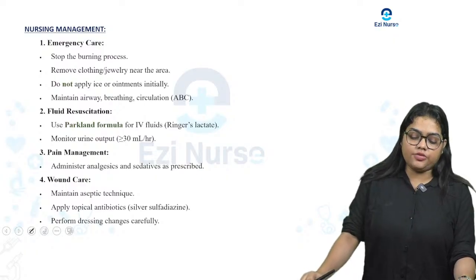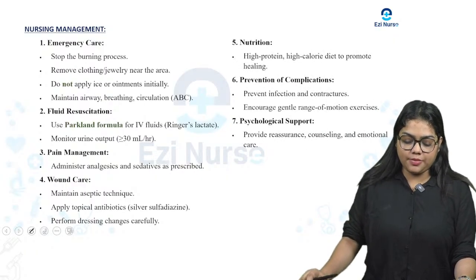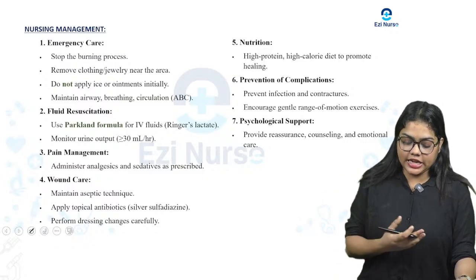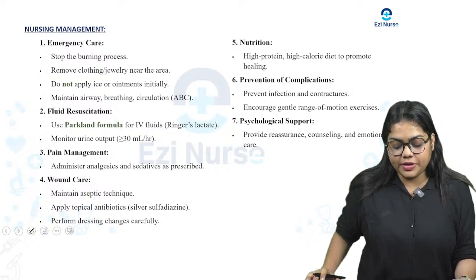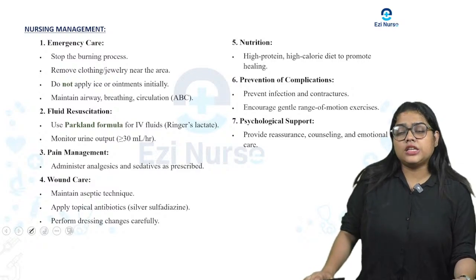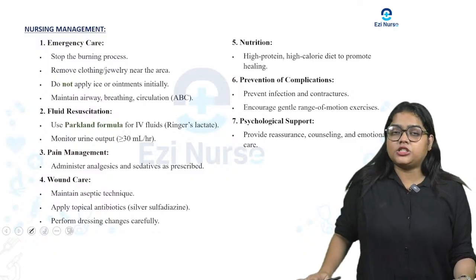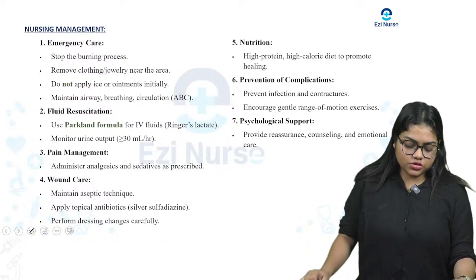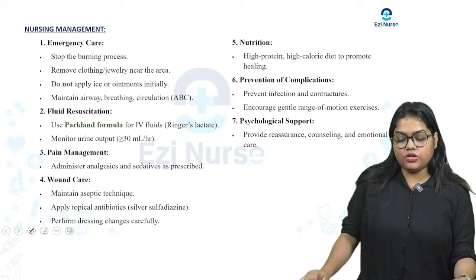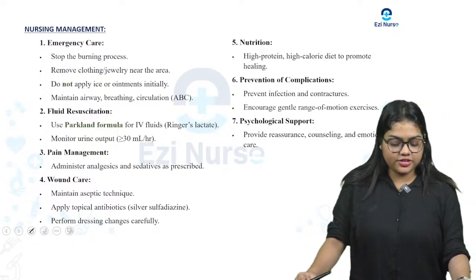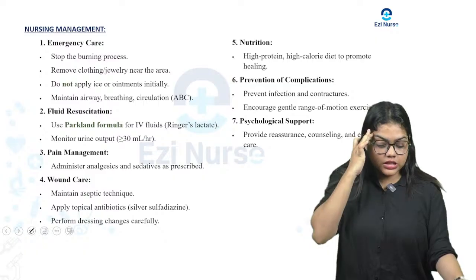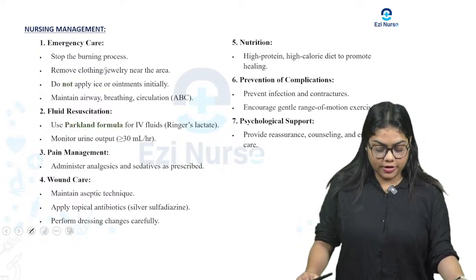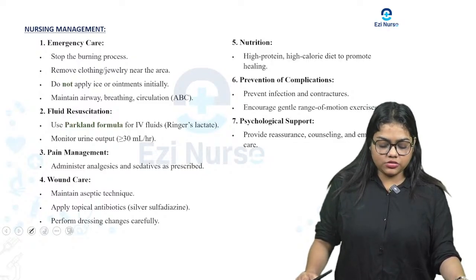Now as a nurse, how can we manage the situation? We can manage it through emergency care, such as stop the burning process, remove the clothing and jewelry near the area, do not apply ice or ointment initially, because if it is a severe second degree or third degree burn, the patient can go into hypovolemic shock. Okay, and the patient can die. So maintain the airway, breathing and circulation, the ABC we have to maintain. Then fluid resuscitation we can do using the Parkland method with IV fluids, Ringer's lactate. We have to monitor the urine output and it should be greater than or equal to 30 ml per hour.